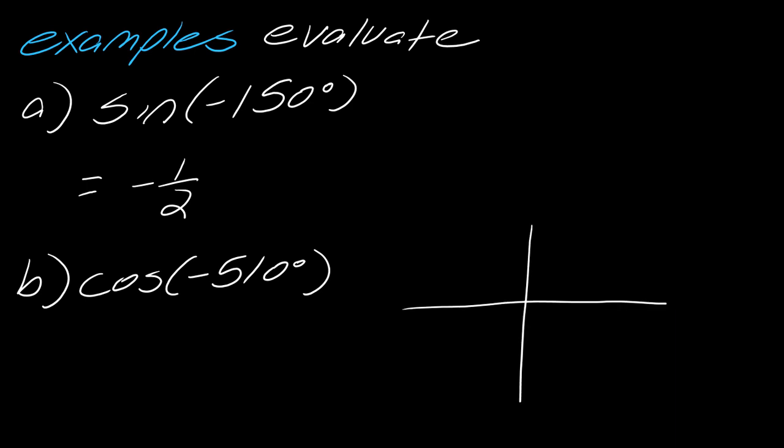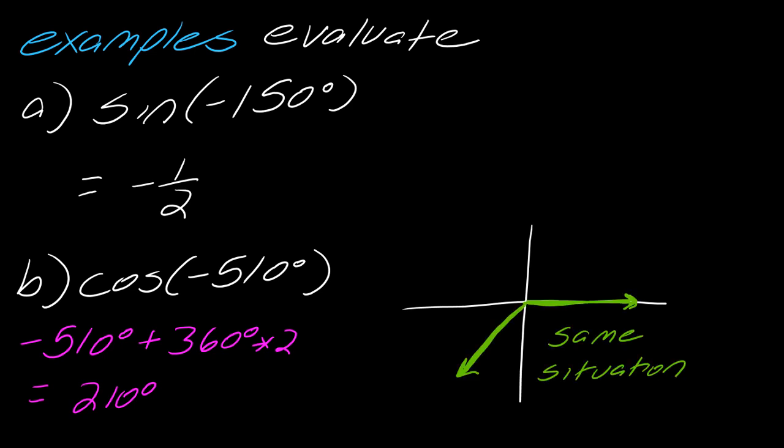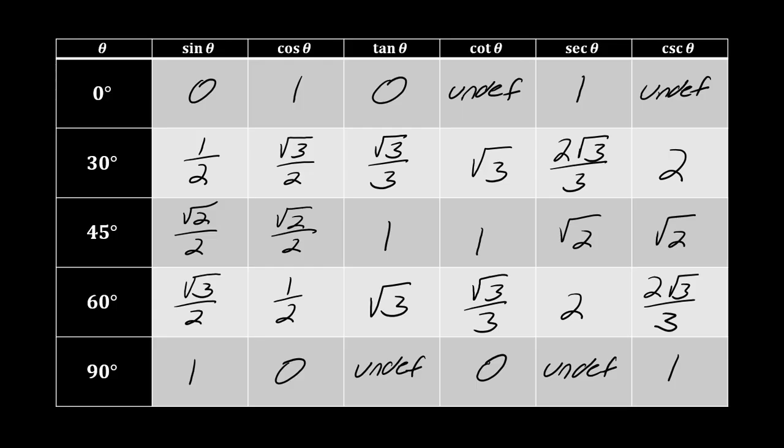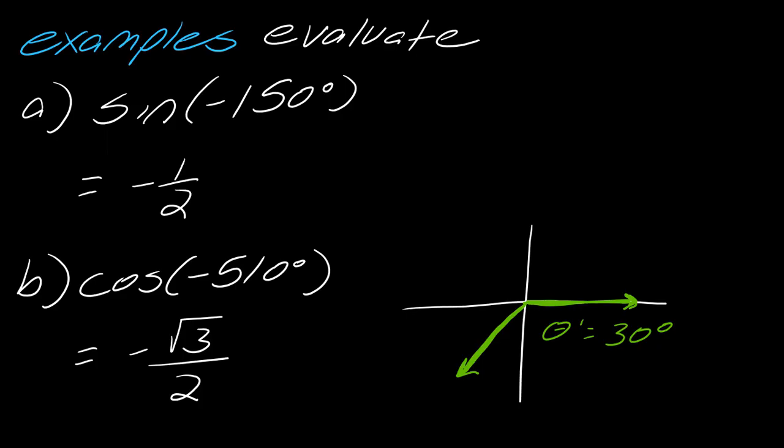Okay, so I've got negative 510 degrees. I'm first going to find the angle that's coterminal. This ended up just being 210 degrees. So same situation, right? I'm in the third quadrant, and I know that my reference angle is going to be 30 degrees, because we'd already figured that out. Now if I use this table, cosine of 30 degrees is square root of 3/2. And since I'm in the third quadrant, I know that it needs to be negative. So the answer in this case will be negative square root of 3/2.